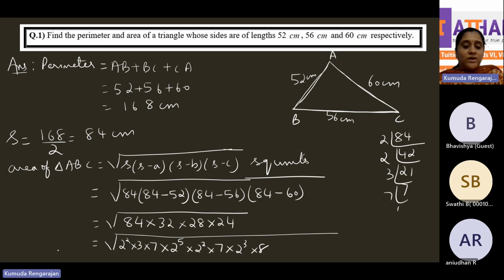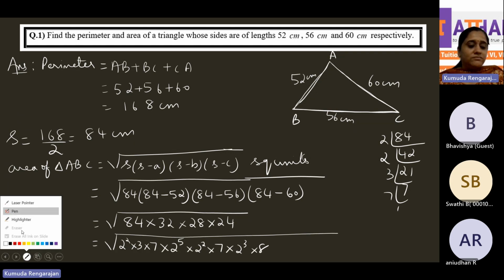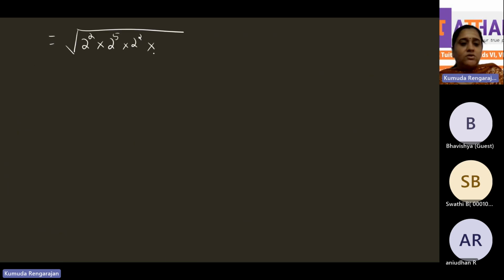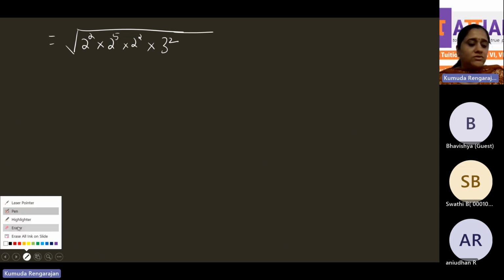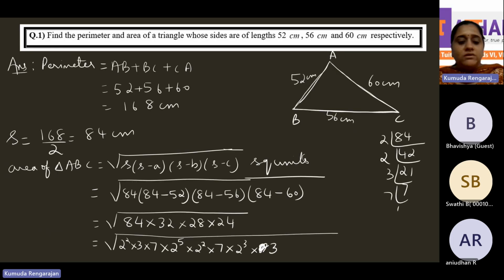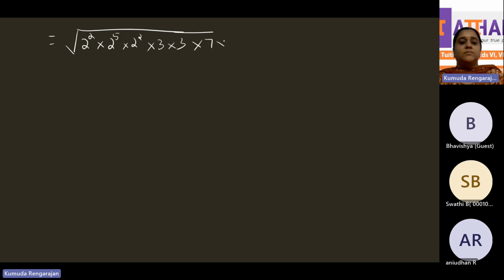Two cubed into 3. No, I wrote 8 by mistake. Sorry. This is 2 cubed into 3. Yeah, yeah. So there are 2 3s. So 3 into 3, 3 square. Or you can write 3 into 3 itself. Then 2 sevens, correct? 2 sevens.